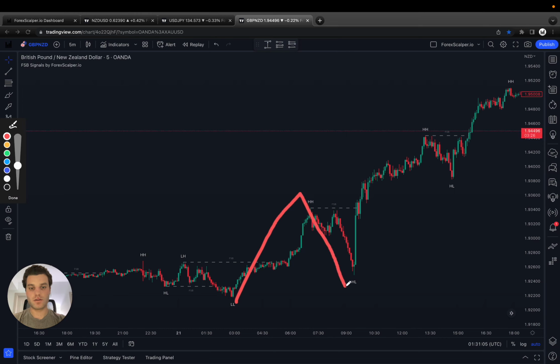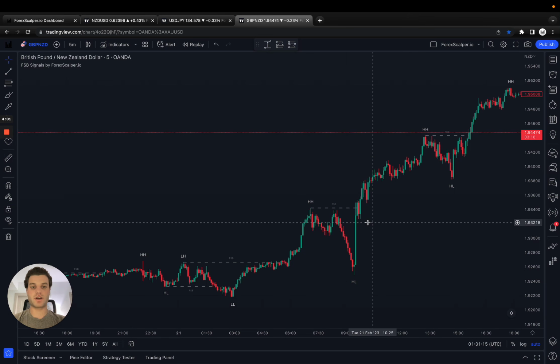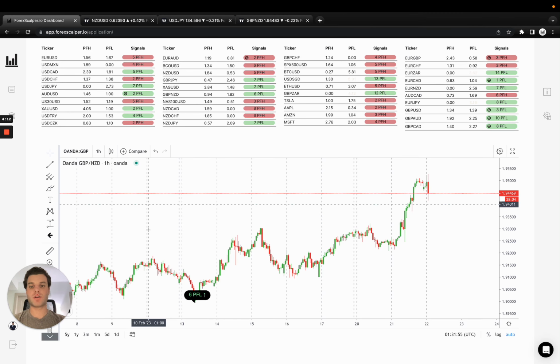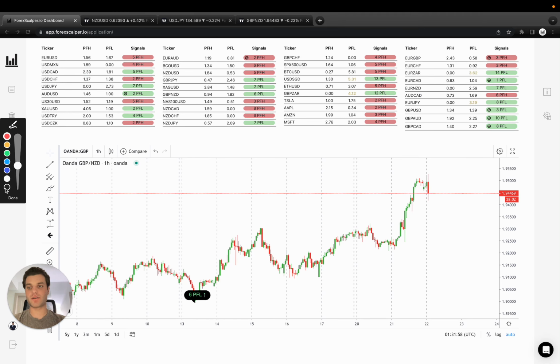Here, higher low, etc. So the market structure is there. Now, if we come back here, this is still trending to the downside. So think of it as a smaller trend within a longer term bullish trend here. So within a longer bullish trend given by Forex Scalper IO, we do have smaller trends within this trend.